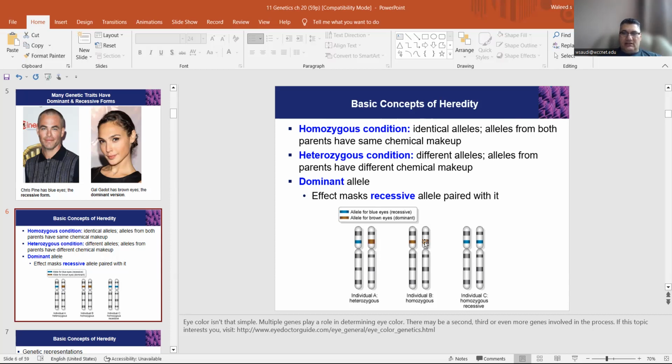How about this? The first one was heterozygous. This is homozygous. Brown, brown. It goes without saying, it's brown, of course. This is the only situation where this person will have blue eye: if this is homozygous recessive. So both of them, there is nothing dominant to mask them. Both of them are recessive, and this is homozygous recessive. This is the only condition that will have blue eye.